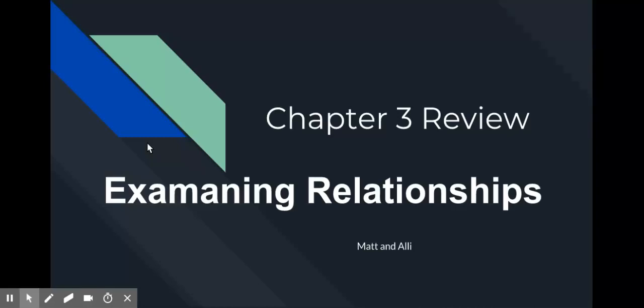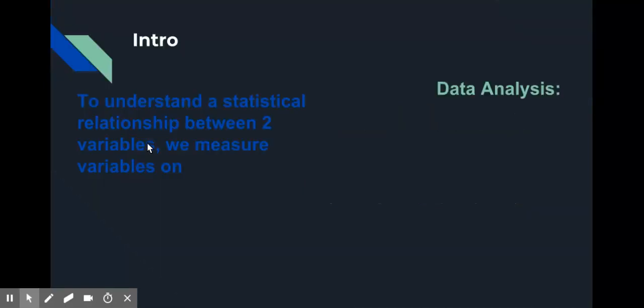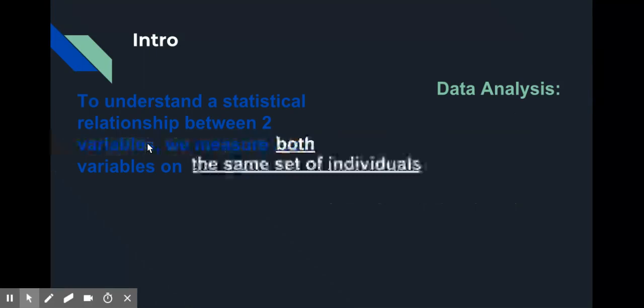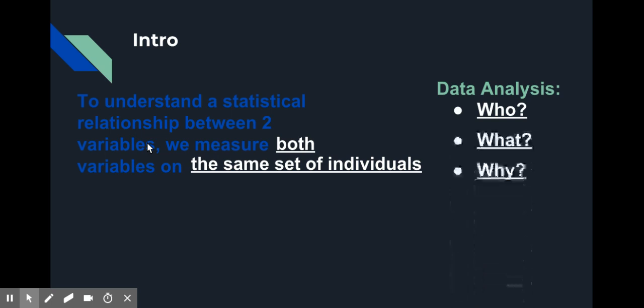So, chapter 3 was examining relationships, specifically examining linear relationships. To understand a statistical relationship between two variables, we measure both variables on the same set of individuals. And then, just in general, for the data analysis, you want to ask some general questions about the data and the set of individuals, like who are you measuring the variables on, what are you measuring, why, and then when, where, and by whom.